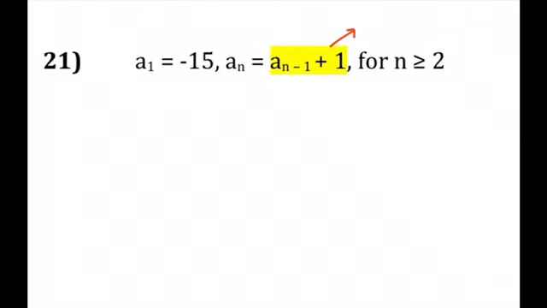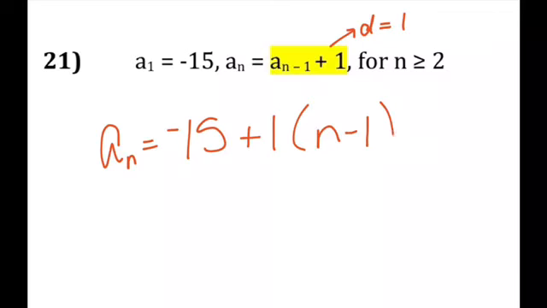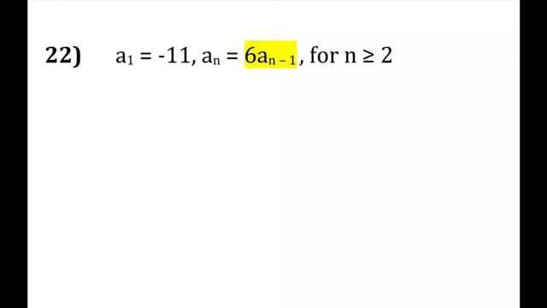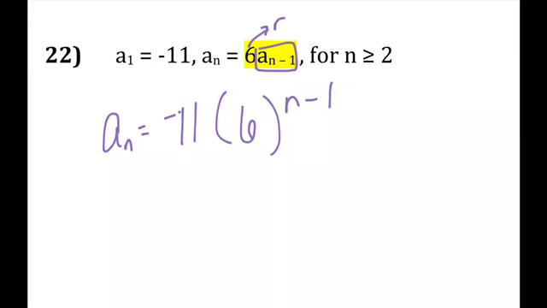Okay, I can see that it's arithmetic, so my d is equal to 1. I can see my a sub 1, so I'm going to say a sub n is equal to a sub 1 plus 1 times n minus 1, and I'm done. Number 22, try that one. Sometimes because of the way the order is written, it's a little bit confusing, but this is my a sub n minus 1, and so that number right there, that's my r. That's all you have to do.